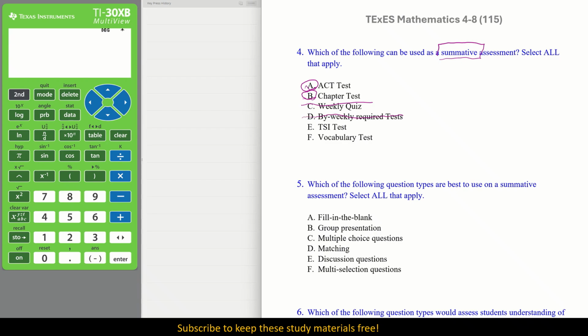But now let's look at E. TSI test? Yeah, that's the one that you take before you go to college to see what you're ready for, especially mathematically. Remember, you do take a math section. So I would agree with that one. And then a vocabulary test, no. That's not overall. That's just some vocabulary over a little bit. That doesn't give you all of the subject area. So that would be a snapshot of the subject, not a time period snapshot, but just a snapshot of a little section of info. So that wouldn't work.